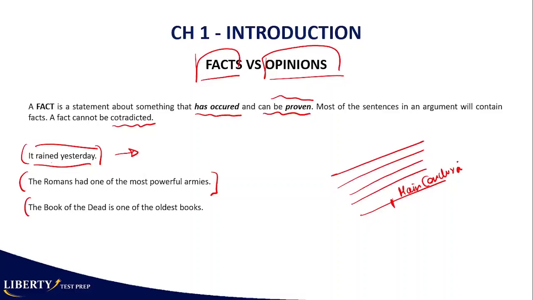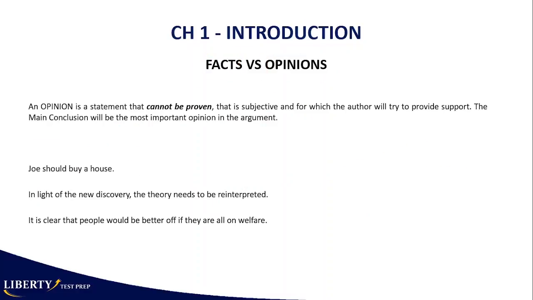The Book of the Dead is one of the oldest books. The same thing. If these are reports or facts, factual information of things that have happened in the past, then we have to take it as such. Okay, we cannot argue against them. So these are facts. Now we're going to talk about opinions. The opinions are the counterpart of the facts. Okay, so in an argument we have facts, and then we have opinions, right? Usually we only get one opinion, but there could be more, okay?